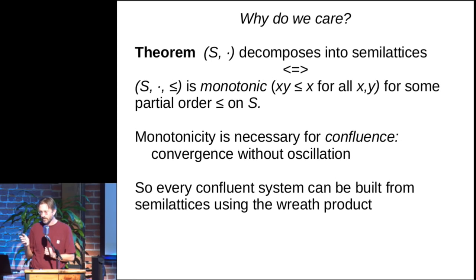And so monotonicity is necessary for that. Sufficient is a different question and kind of a complicated one, I think. It's not fully resolved as far as I can tell. So what this means is that if you have a confluent system, if you've built a computer that not only converges but doesn't do any oscillations while it's converging, the state always monotonically progresses towards the converged state, then that computer could actually have been built in terms of the wreath product, in terms of semilattices using the wreath product.